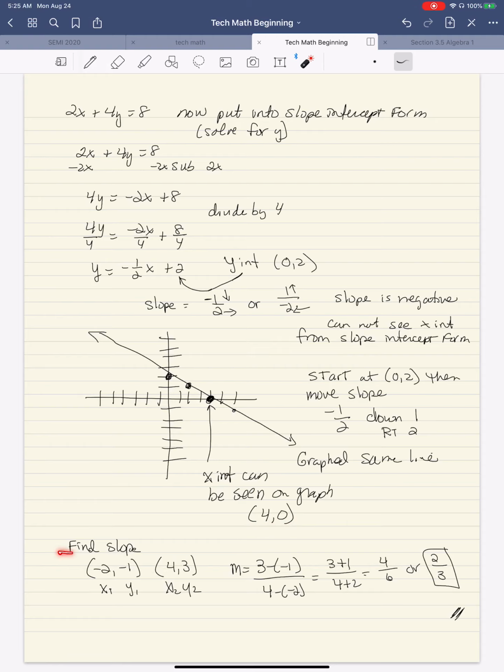Now I'm going to take another example and just find the slope. I put some negatives in here so you can review how you do the double negatives. So I just randomly picked (-2, -1) and (4, 3). So I labeled them x1, y1, x2, y2, and now I'm going to plug them in. So y2 minus y1 over x2 minus x1: 3 minus minus 1 over 4 minus minus 2. So that ends up being 3 plus 1, 4 plus 2, so it's 4 over 6, and reducing that, I get 2/3.